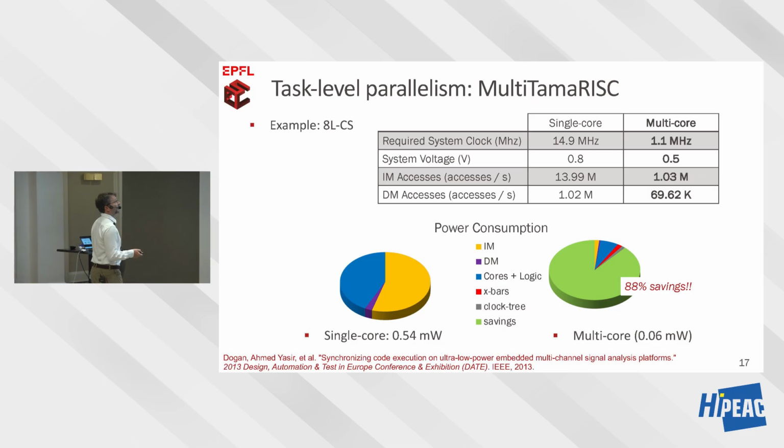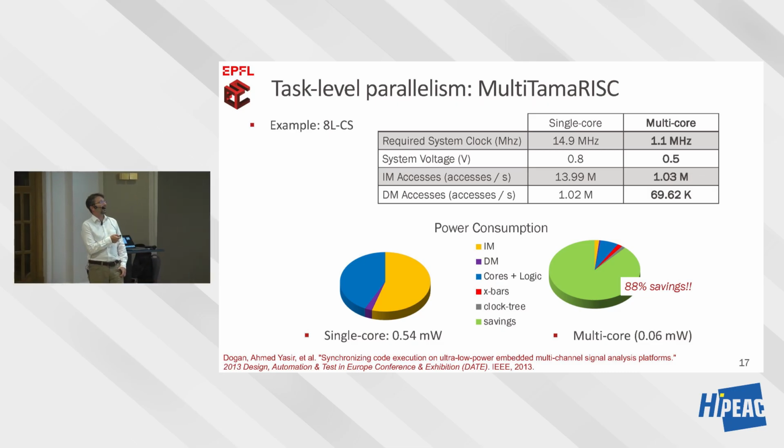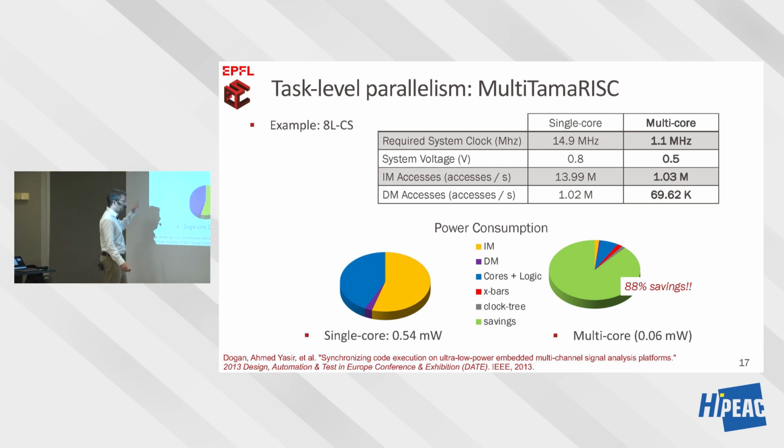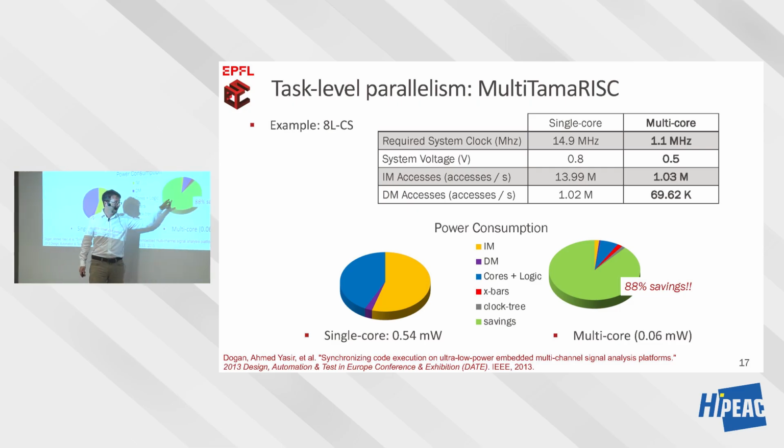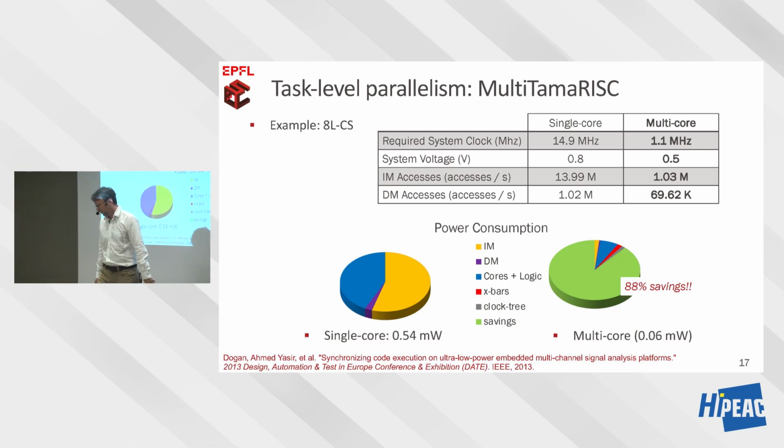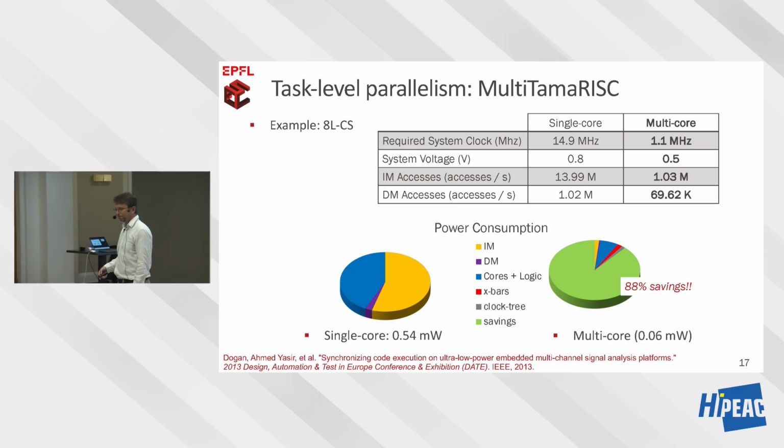This allowed us to dramatically decrease the requirements in terms of system clocks, because now we have multiple processors, so we can lower the voltage, we dramatically lower the instruction memory accesses, and we also have quite a good impact on the data memory accesses because we fetch from the same random matrices. All in all, these characteristics compound, and we have 88% of the savings in our settings with 65 nanometer technology.